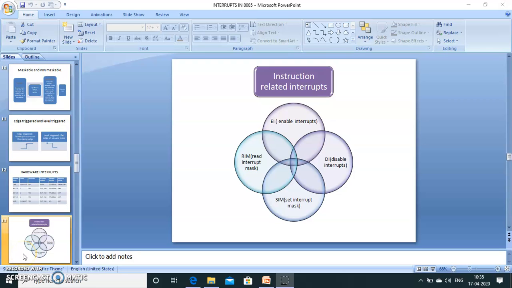In the last video we discussed different types of interrupts and the related vector addresses. Now, coming to the instructions related to interrupts, we have mainly four instructions: EI, DI, SIM, and RIM. EI means enable interrupts, DI means disable interrupts, SIM means set interrupt mask, and RIM means read interrupt mask. Starting with EI and DI.